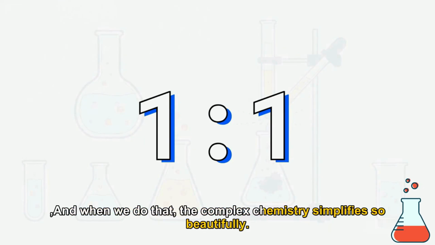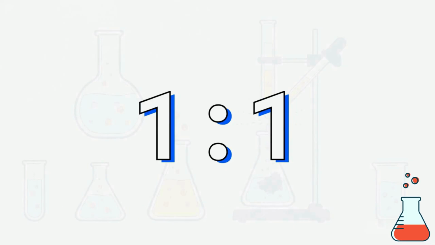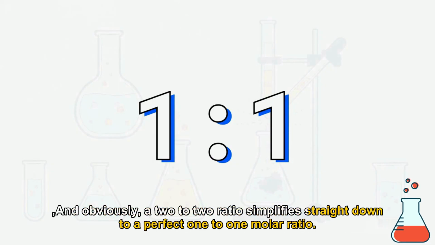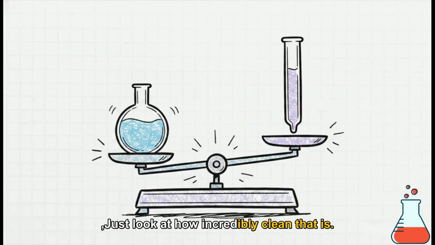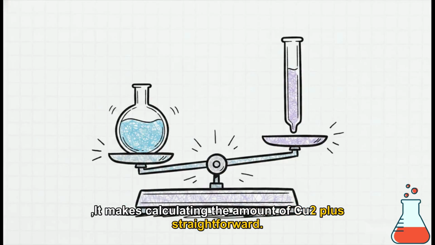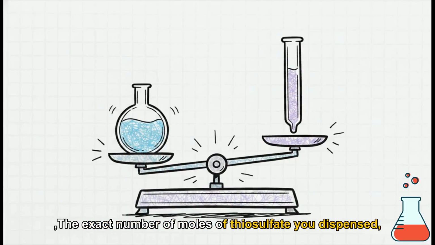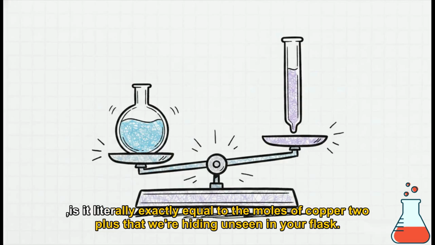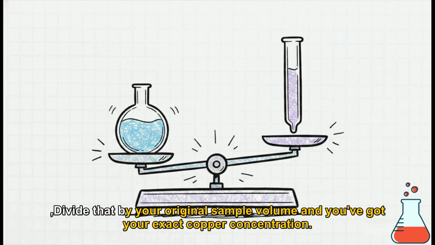And when we do that, the complex chemistry simplifies so beautifully. 2 moles of copper equal 2 moles of thiosulfate. And obviously, a 2-to-2 ratio simplifies straight down to a perfect 1-to-1 molar ratio. Just look at how incredibly clean that is. 1 mole of copper 2+ equals 1 mole of thiosulfate. It makes calculating the amount of Cu2+ straightforward. The exact number of moles of thiosulfate you dispensed, which you easily know from the volume and concentration in your burette, is literally exactly equal to the moles of copper 2+ that were hiding unseen in your flask. Divide that by your original sample volume, and you've got your exact copper concentration.